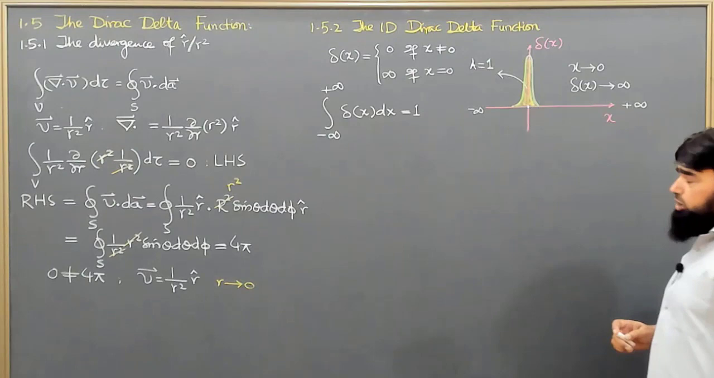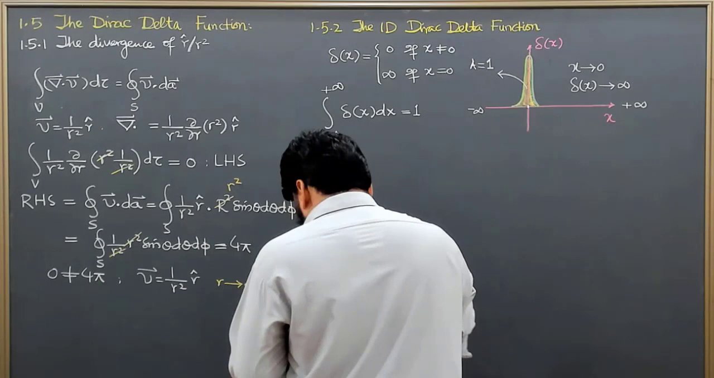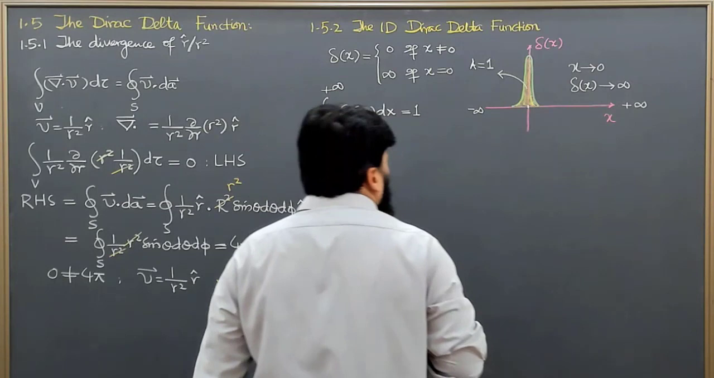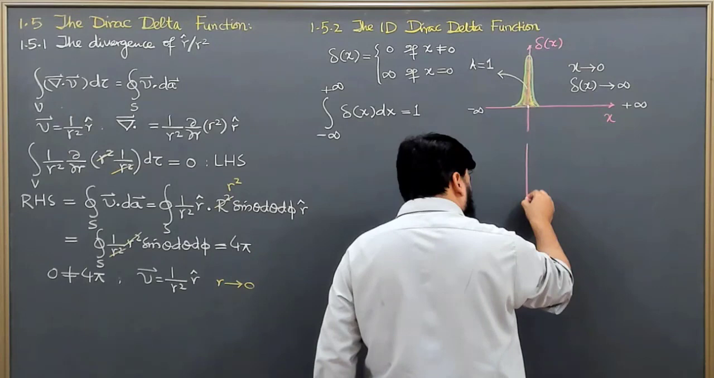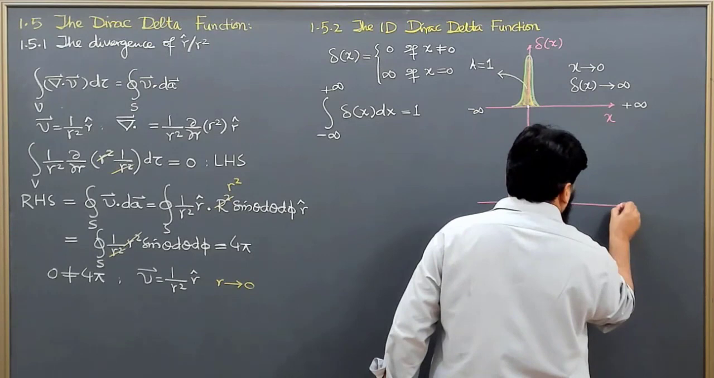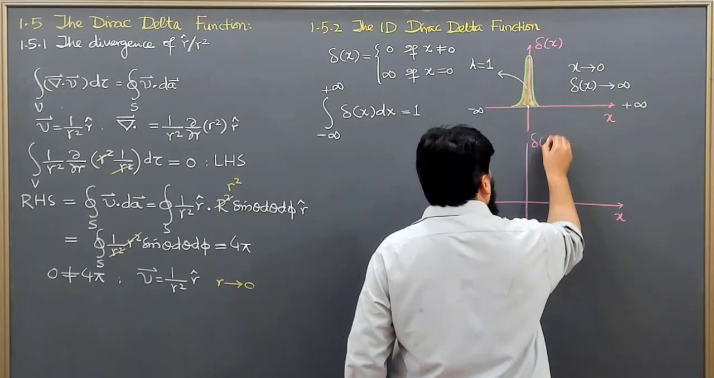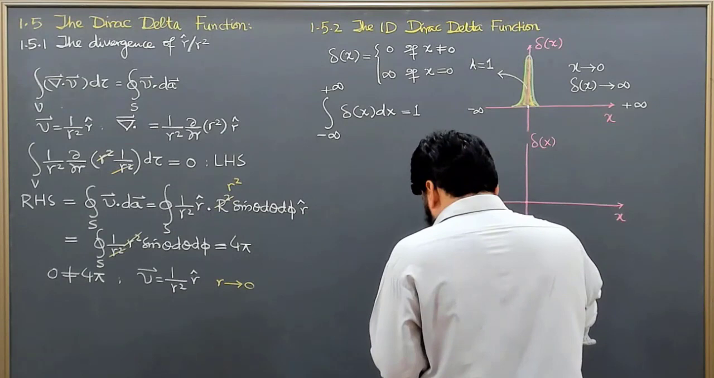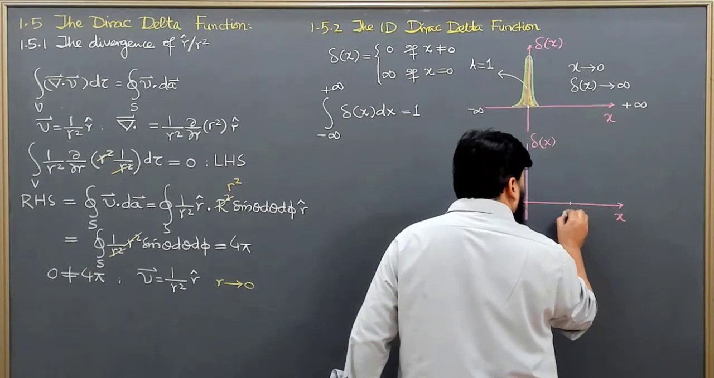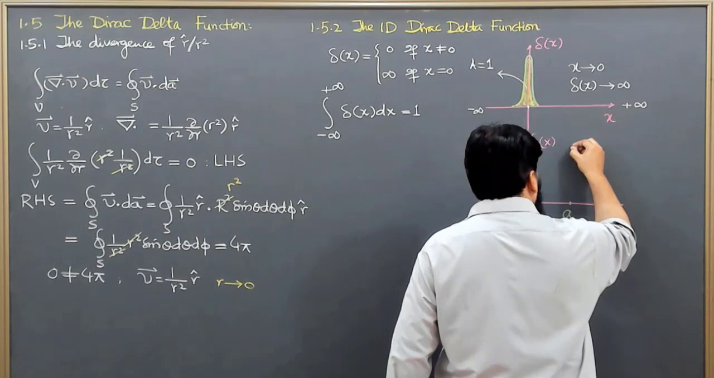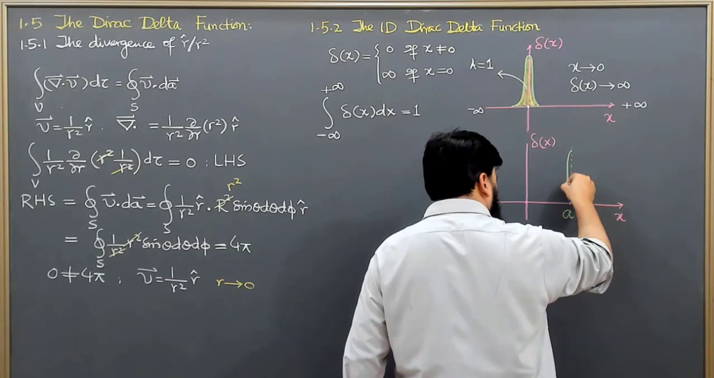Let me write this in another way as well. It does not always have to be exactly on the origin. It can be like this as well: we have the x-axis, and this is delta of x, and we have our origin here. And let's say at any other point, at this point which is A along the x-axis, we have this function delta of x here, and here like this.